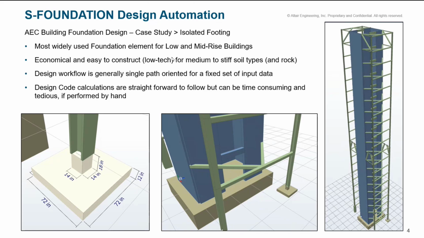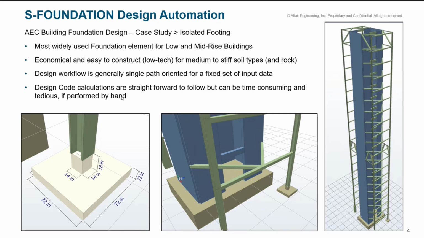But it is the most widely used foundation element for most buildings, low and mid-rise buildings. It's fairly economical to construct, so it's kind of a low-tech thing. Put a pad, put some side forms in the ground, lay some rebar down and pour concrete in it, and then put your column on top of that. It can work for different types of soil as well as rock, if the rock is close to the bearing elevation. And so one of the nice things about the footing is that there is a single path oriented workflow given a fixed set of input data, and I'll get to that in a moment.